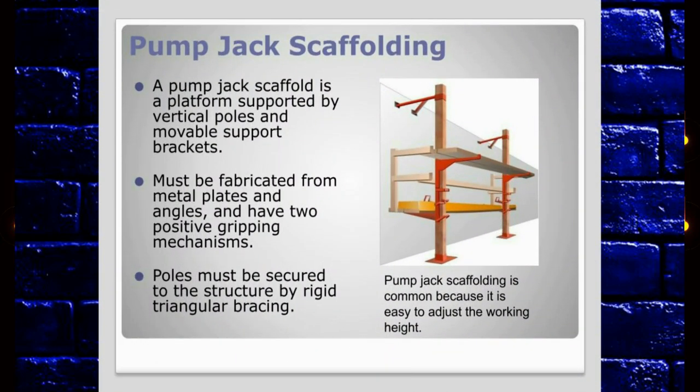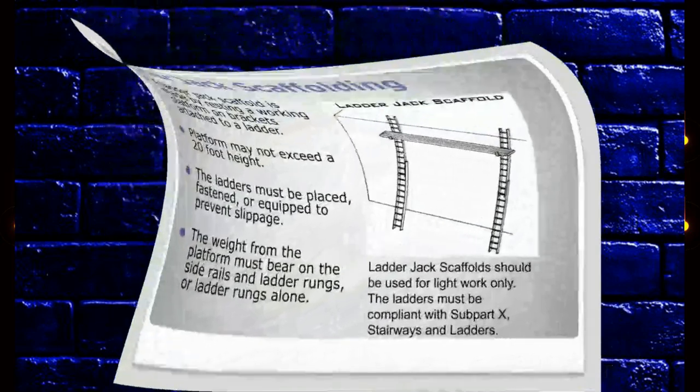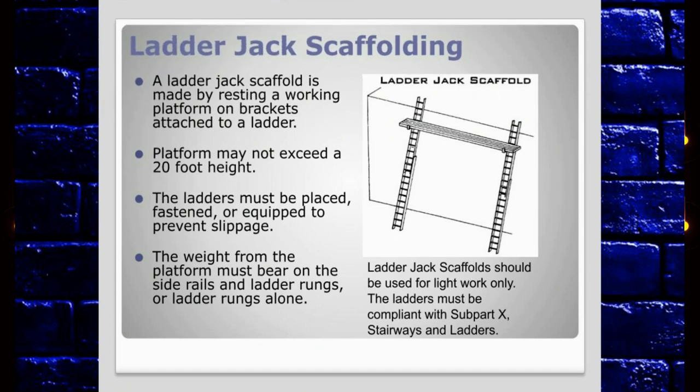Pump jack scaffolding. A pump jack scaffold is a platform supported by vertical poles and movable support brackets. Must be fabricated from metal plates and angles and have two positive gripping mechanisms. Poles must be secured to the structure by rigid triangular bracing like you see in the picture. Pump jack scaffolding is common because it is easy to adjust the working height. Ladder jack scaffolding is also adjustable.